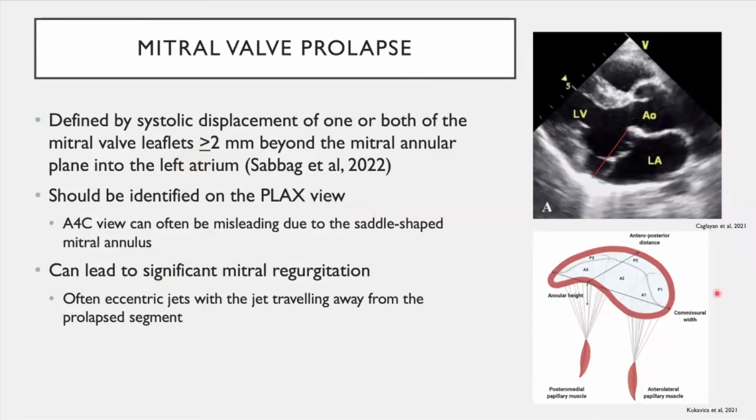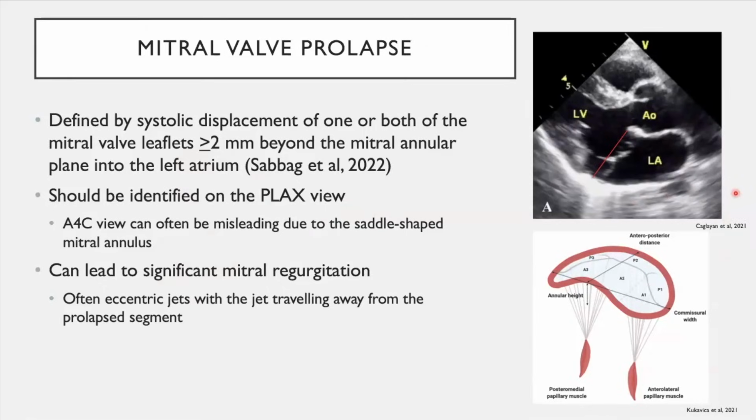Okay, now getting into mitral valve prolapse. So mitral valve prolapse is defined by systolic displacement of one or both of the mitral valve leaflets greater than or equal to 2 millimeters beyond the mitral annular plane into the left atrium. And we can see on this image on the top right here, our mitral annular plane is depicted by the red line there. And we can see that both the anterior and posterior leaflets are being displaced by more than 2 millimeters into the left atrium.